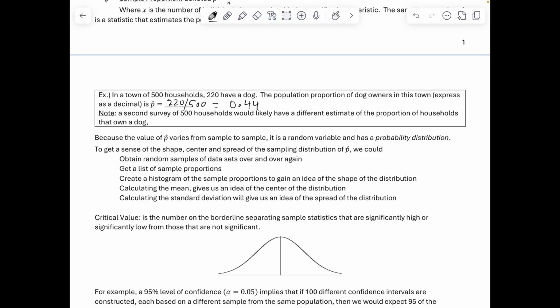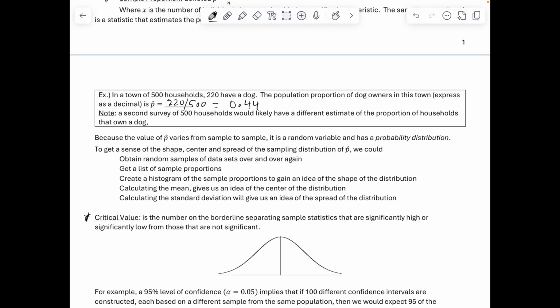To get a sense of the shape, center, and spread of the sampling distribution of p hat, we can obtain a random sample of data over and over again, get a list of the sample proportions, and create a histogram of the sample proportions to gain an idea of the shape. Calculating the mean gives us an idea of the center of the distribution, and calculating the standard deviation will give us an idea of the spread of the distribution.